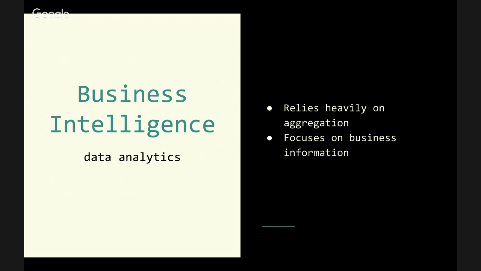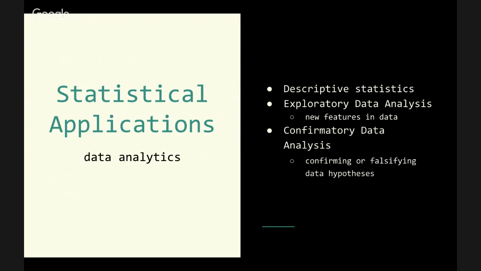Business intelligence in data analytics involves a lot of summary, taking a very, very large amount of data, think of big data, and averaging it all together. That's what aggregation is. And you focus on business information, obviously, because that's all you need when it comes to business intelligence. In statistical applications, this is mostly descriptive.